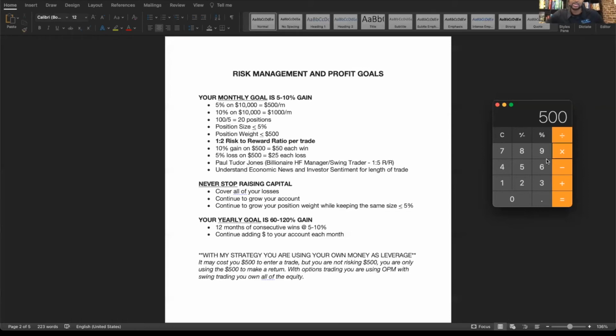So the size and the weight, two totally different things, but they kind of mean the same thing, but you need to think of them in different terms. Size is the percentage, right? The weight is the dollar amount.